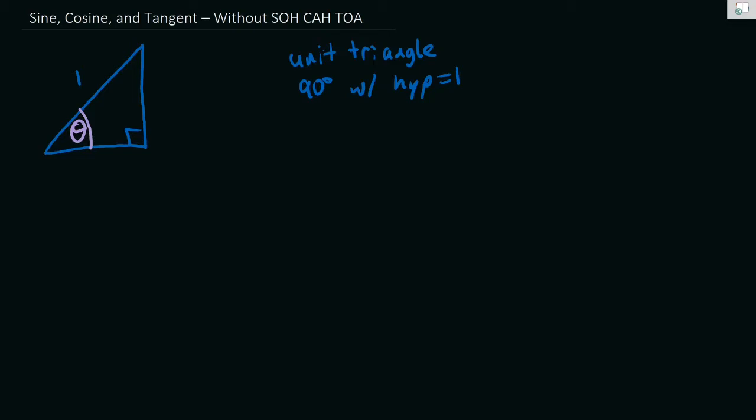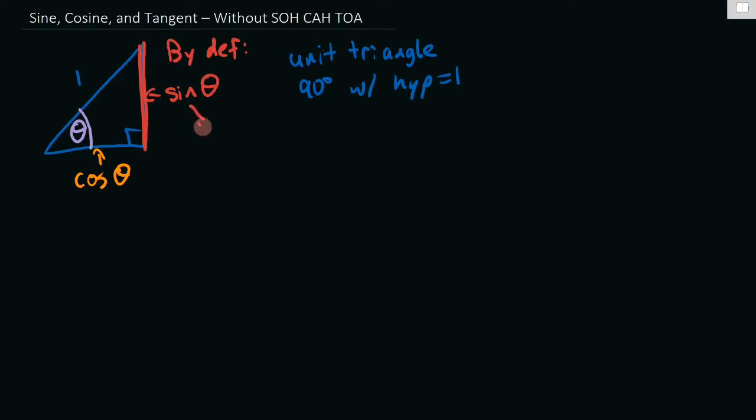Now here's what we're going to do. By definition, this side here is sine of theta. And by definition, this side here is going to be the cosine of theta. Now you'll notice this is a completely different definition. You don't need to define sine and cosine in terms of two sides divided by each other. You can just define sine as this vertical side here.